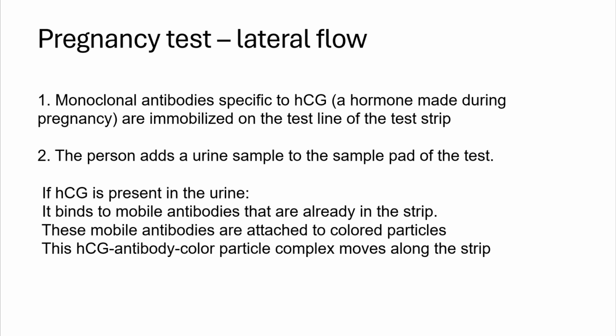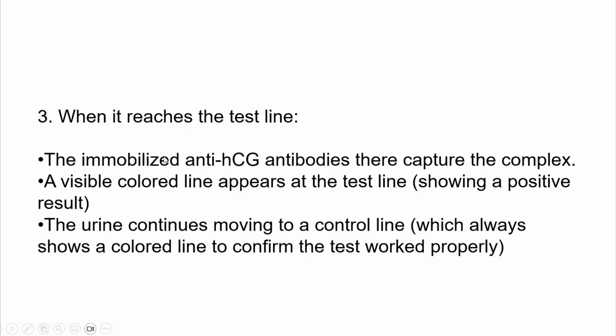Then the person adds their urine into the sample pad of the test. If HCG is inside the urine, it's going to bind to the mobile antibodies, not the immobilized ones, the mobile ones that are already inside the strip. These mobile antibodies are attached to colored particles or an enzyme. This HCG antibody colored particle complex is going to move along the strip, and when it reaches the test line, the immobilized anti-HCG antibodies capture the complex.